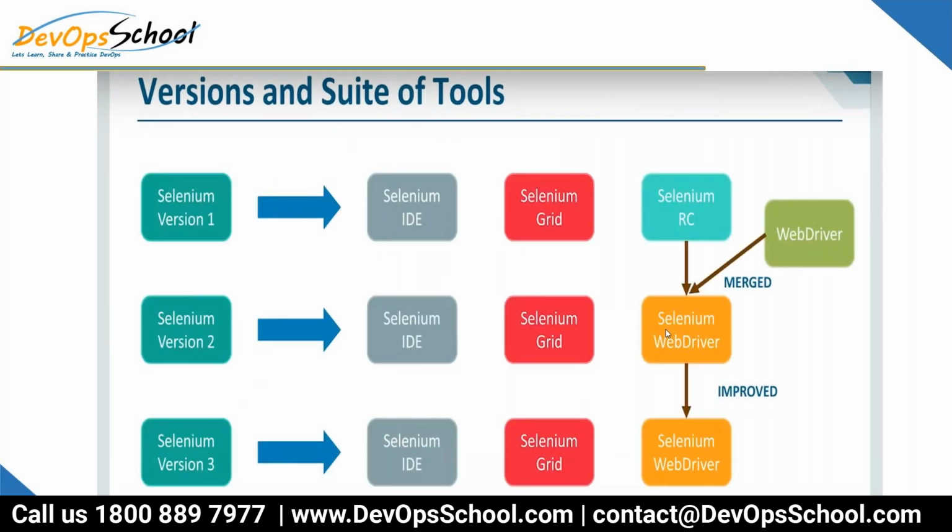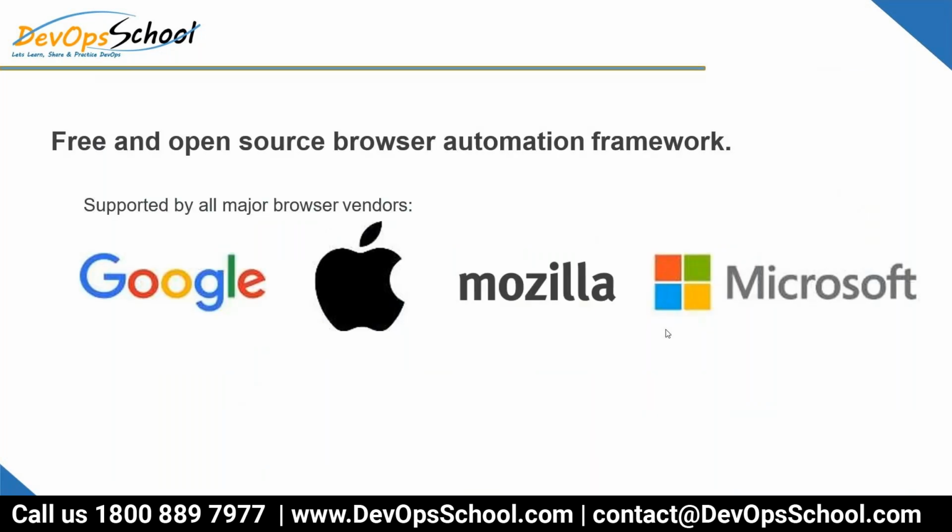If you look at the evolution over time, in Selenium version 1, IDE was there, Grid was there, and RC and WebDriver were there. But RC and WebDriver were merged into WebDriver in version 2, and this continues. So in Selenium version 3, we have three major components: Selenium IDE, Selenium Grid, and Selenium WebDriver. That means today, as part of the sessions, I'll teach you what IDE is, what Grid is, and what WebDriver is. In terms of supported browsers, almost all browsers are supported.